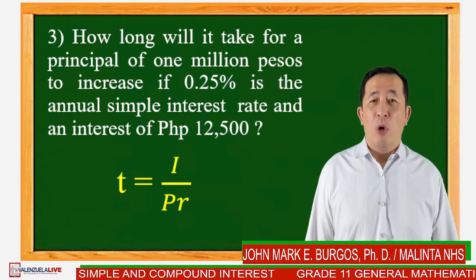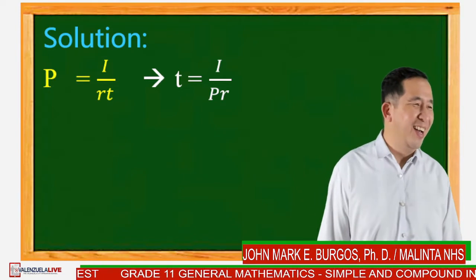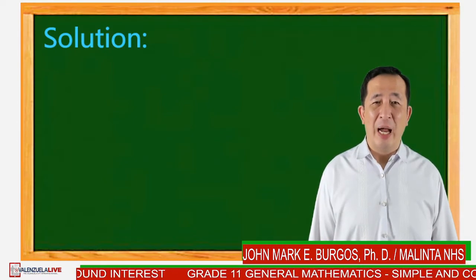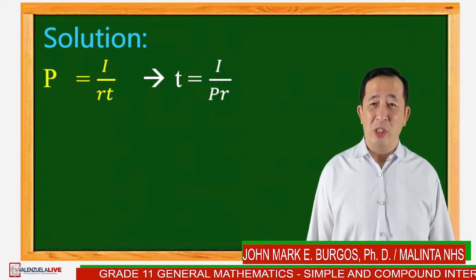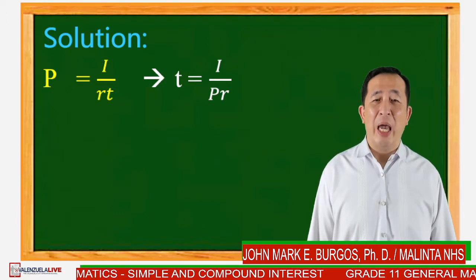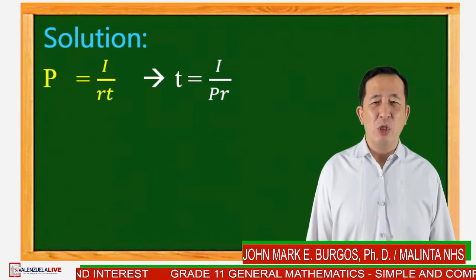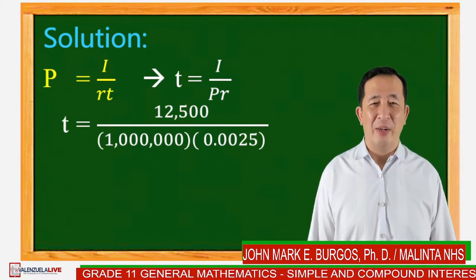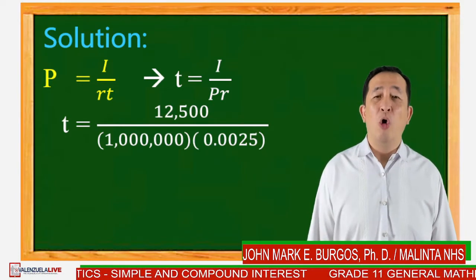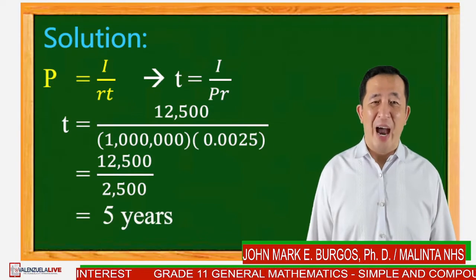To solve the problem, we will derive the formula in finding T from the main formula, which is P is equal to I divided by R times T. So, to find the T, we have the formula T is equal to I divided by P times R. To substitute the values, we have 12,500 divided by 1 million pesos times 0.0025, or 12,500 divided by 2,500, the time will be 5 years.